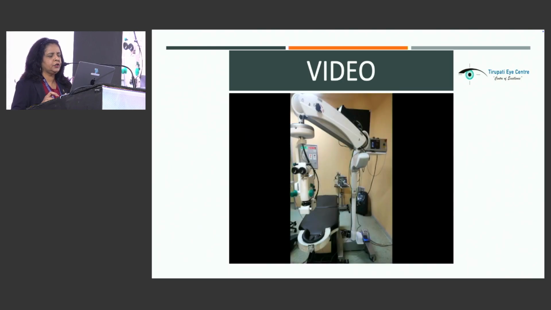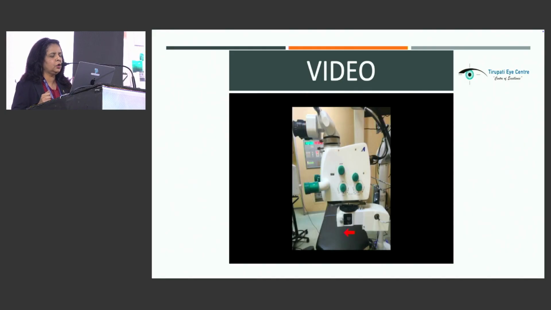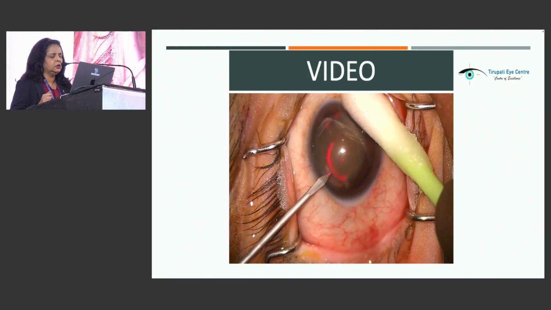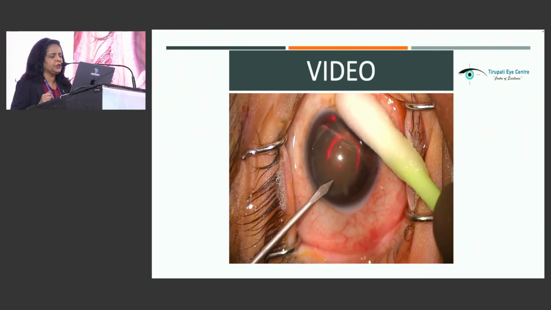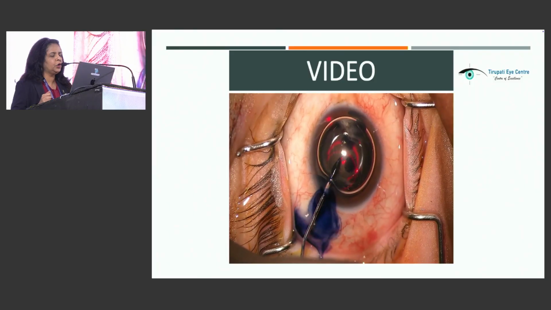So as I had shown before, this is the attachment which gets attached along with the laser filter, which is switched on for protection. This is a regular phacoemulsification being performed. Staining is very, very important in this.